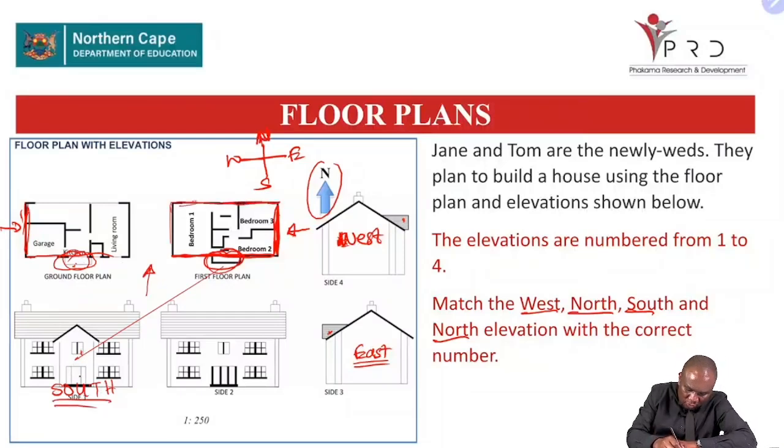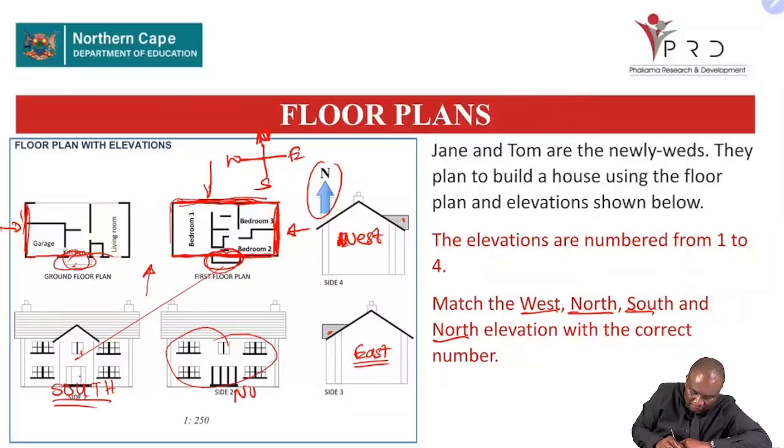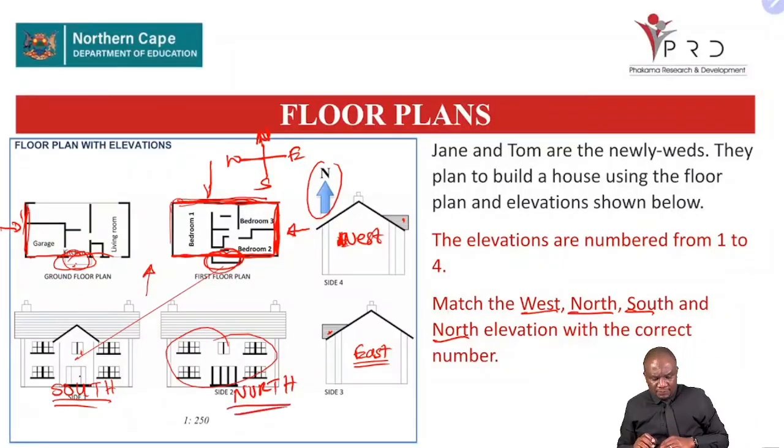There's no door here, just windows. You see, there are windows only here. But as a viewer, I'm facing this direction. I'm facing the south direction. I'm seeing what? The north elevation. So this is the north elevation. Okay. This is the north elevation of the building. Please take note of that.